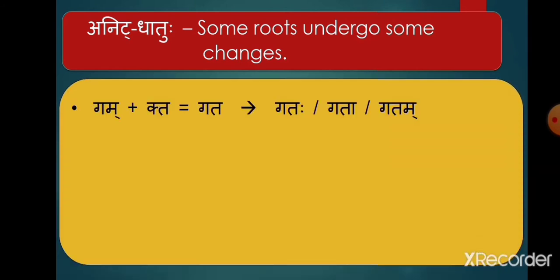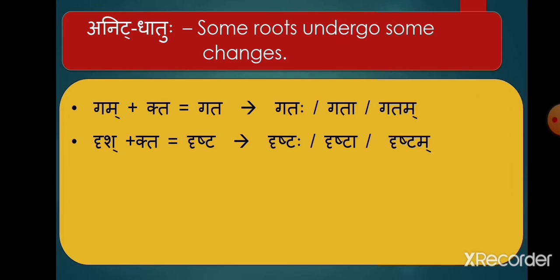Gam dhatuhu plus kta pratyaya, the form is gata, and the forms of the dhatuhu in three different genders are gatah, gata, gatam. Drush dhatuhu plus kta pratyaya, the form is drushta, and the forms of the dhatuhu in three different genders are drushtah, drushta, drushtam.